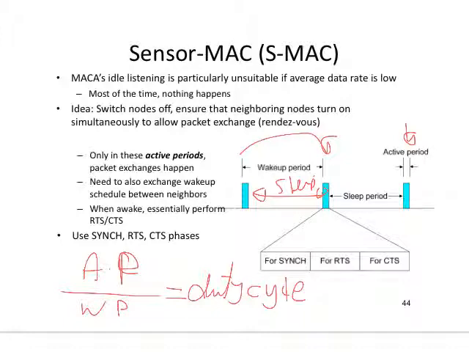If the duty cycle is 1, this means I'm not sleeping. Right? This is the other extreme. This means I'm not sleeping at all. This means that we go back to the normal contention-based protocol. We don't sleep. We don't do any energy conservation at all. Okay?